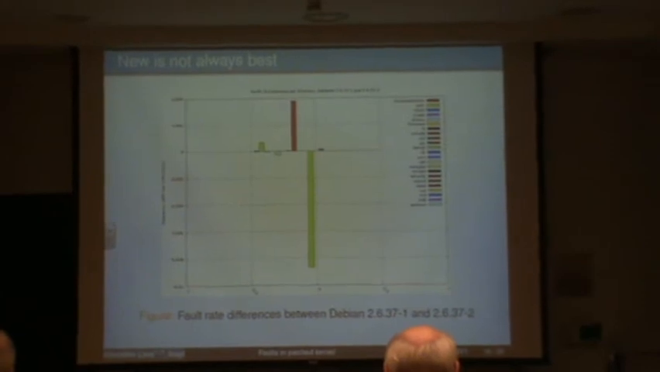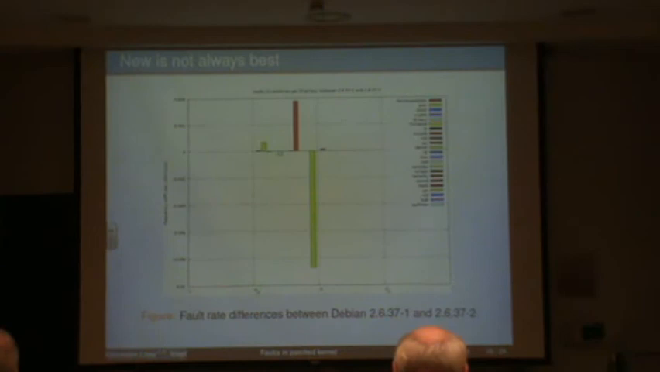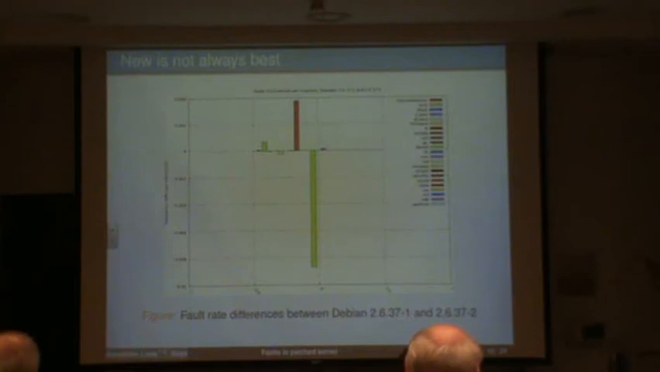Now, we can say that the new kernel is not always the best kernel. This has been run on the Debian 2.6.37 release, 2 different releases. So it's the difference I explained just before. I took figures from 2.6.37.1 and 2.6.37.2, just made the diff between both and charted them.